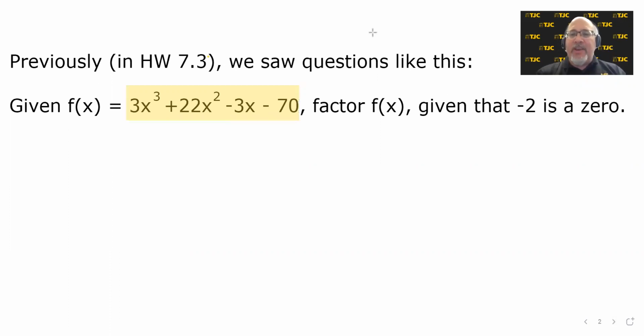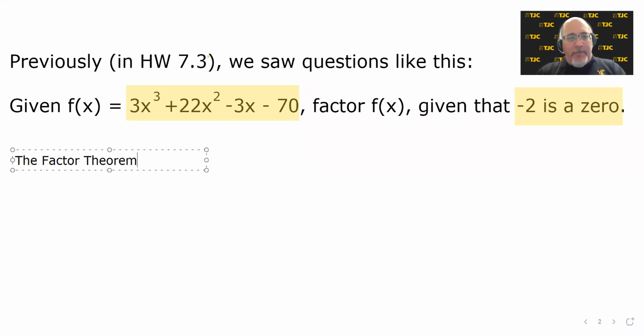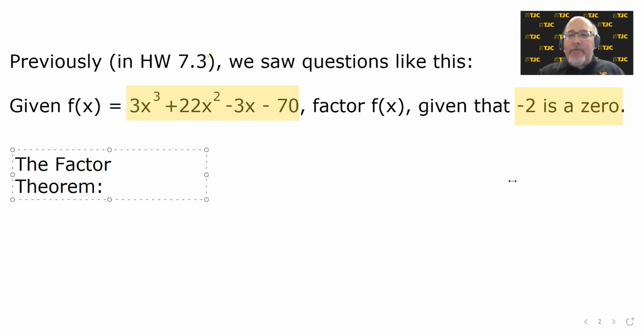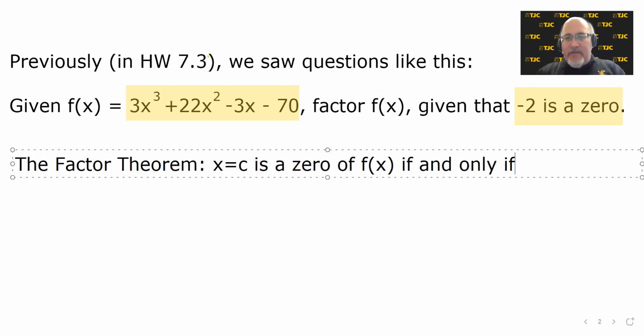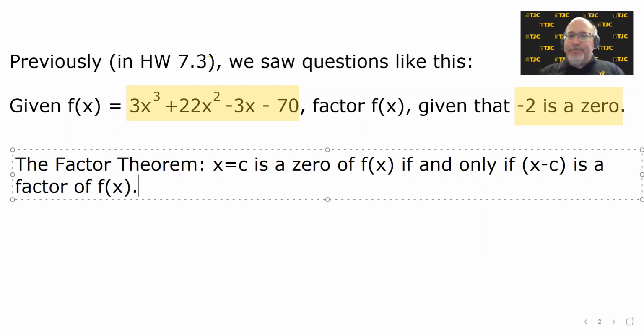However, when we were told that -2 is a 0, then we can use the factor theorem from section 7.3. It said a lot of things. And let's bump this font size up a little bit. But the factor theorem from the previous section said that x equals c is a 0 of f of x if and only if x minus c is a factor of f of x, which are also all equivalent to saying that f of c is equal to 0.